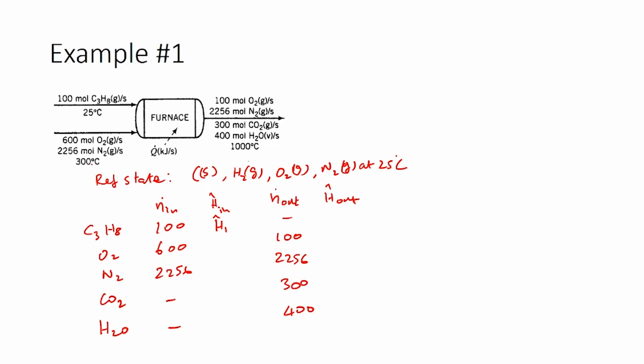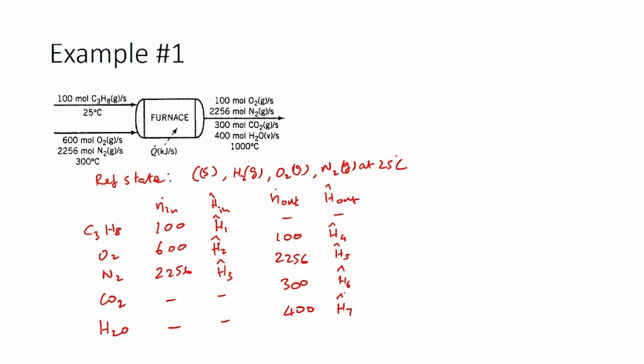Oxygen is coming in at 300 degrees Celsius, our reference is at 25. So, this needs to be calculated as H2 cap. Similarly, for nitrogen you would have H3 cap and so on. You can again write it for the exit streams as well. So, you would have H4 cap, H5 cap, H6 cap and H7 cap. So, you now have 7 enthalpy values which you need to calculate.